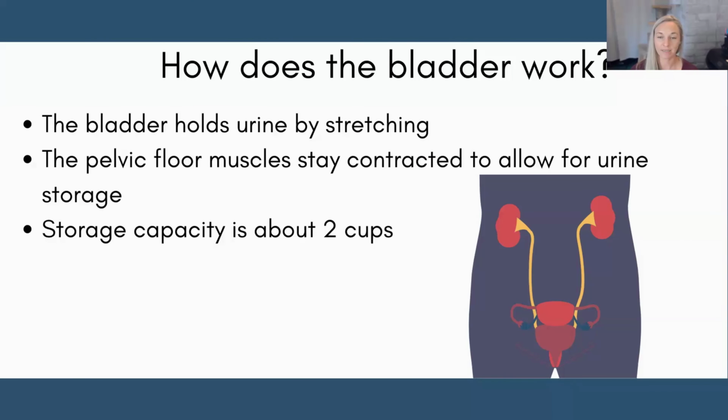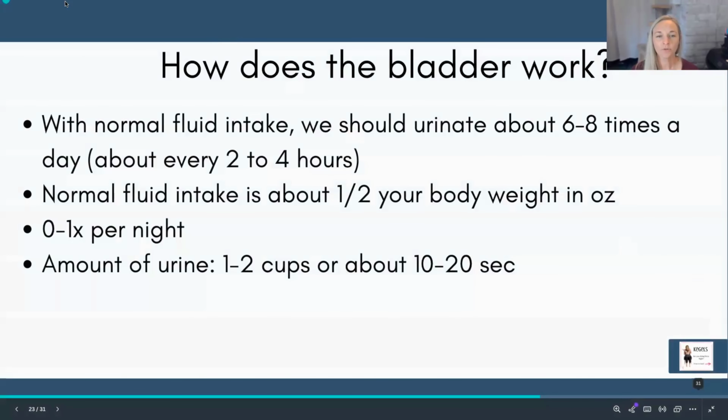Storage capacity is about 2 cups. So that's quite a bit of fluid. Some people do have smaller bladders. However, for a majority of people, there's that storage capacity of about 2 cups. So with normal fluid intake, we should urinate about 6 to 8 times a day. So that comes out to about every 2 to 4 hours.